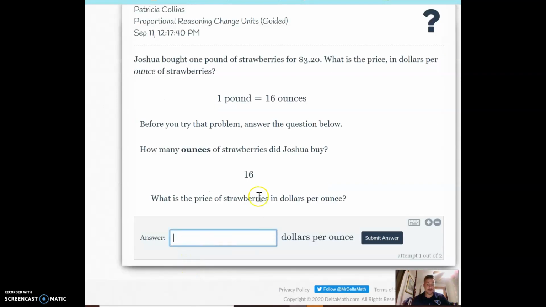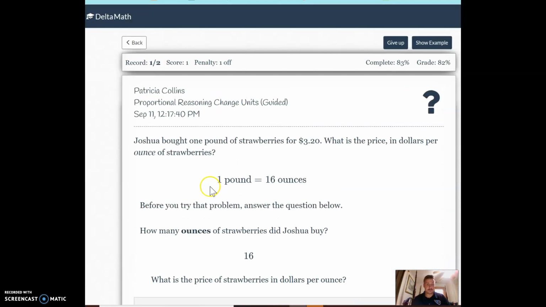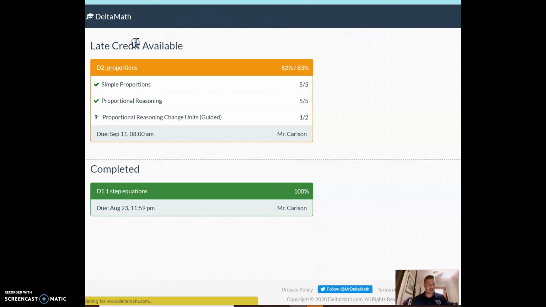And finish the problem, all right? So I am going to go back. Remember, your new password is math. And I've already gotten one of them right for you, so go ahead and finish it up, okay? Hope that helped.